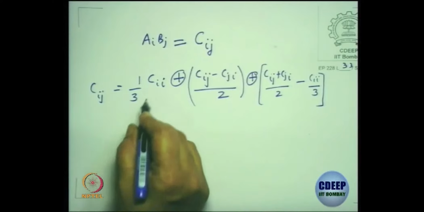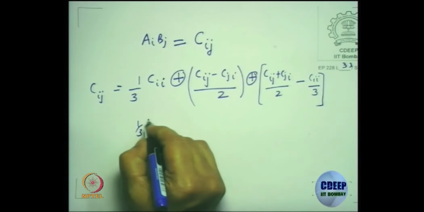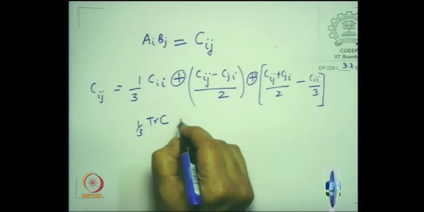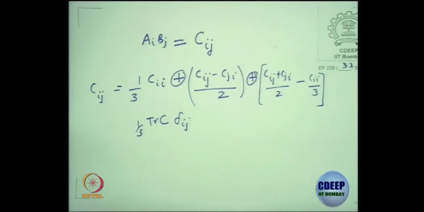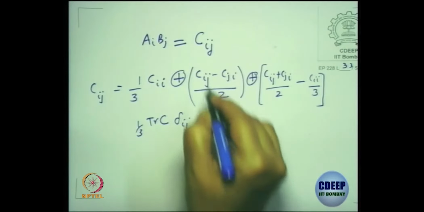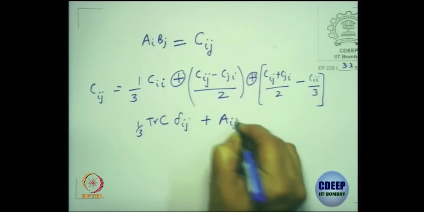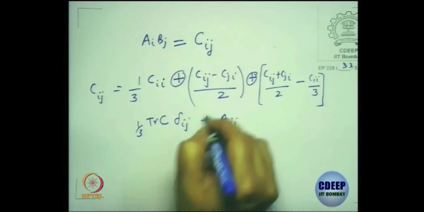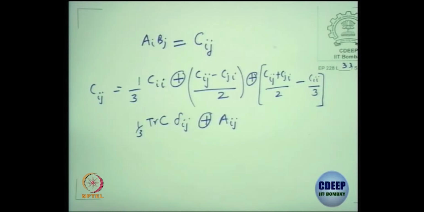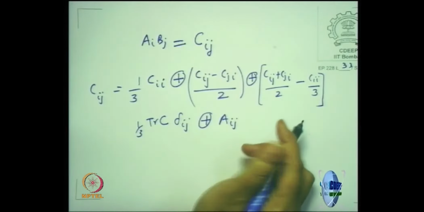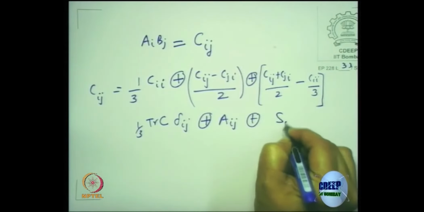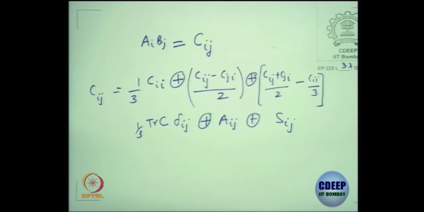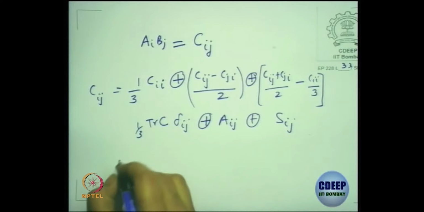This I can write as 1 by 3 trace of C times delta ij. This I will write as Aij. Okay, this bracket, this I will write as Sij. Can someone check whether trace of Sij is 0 or not? Can you check?